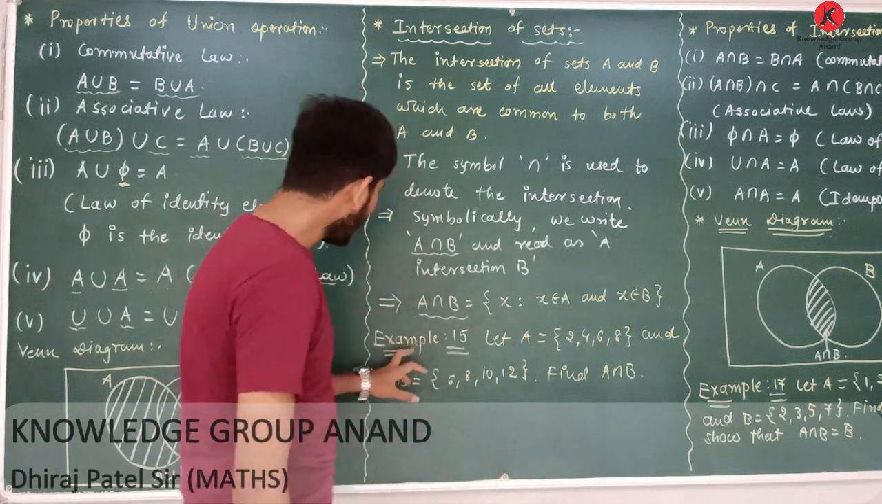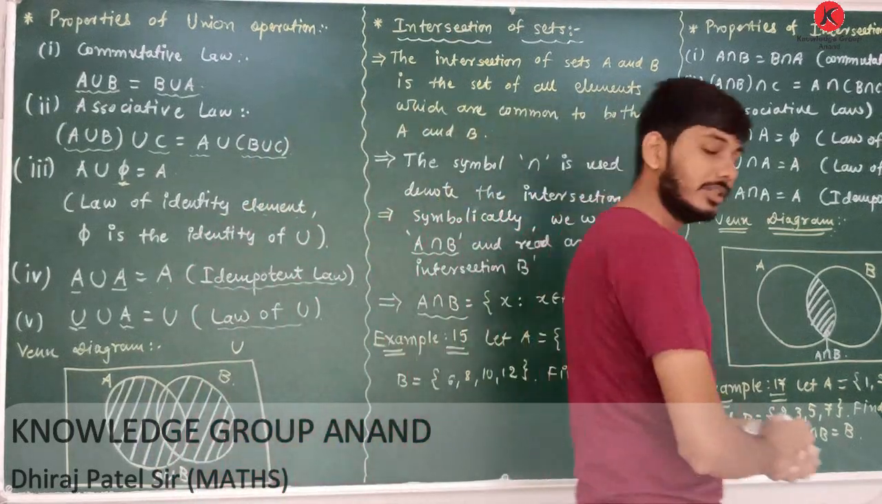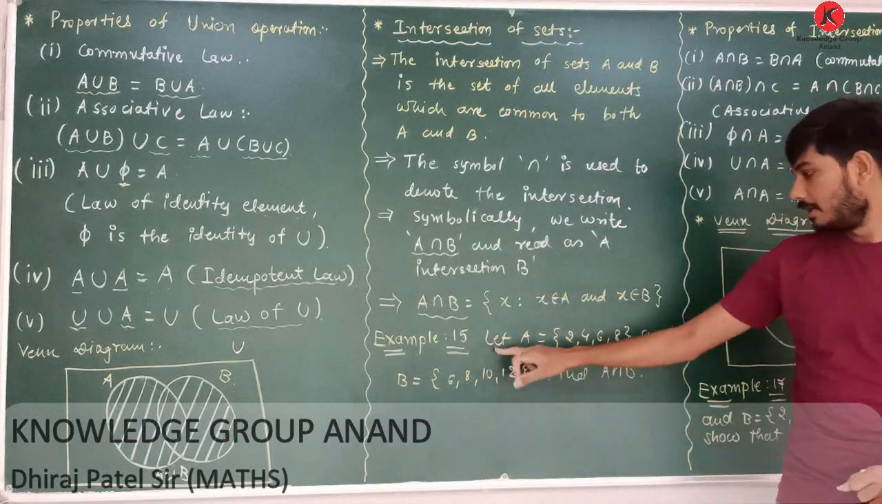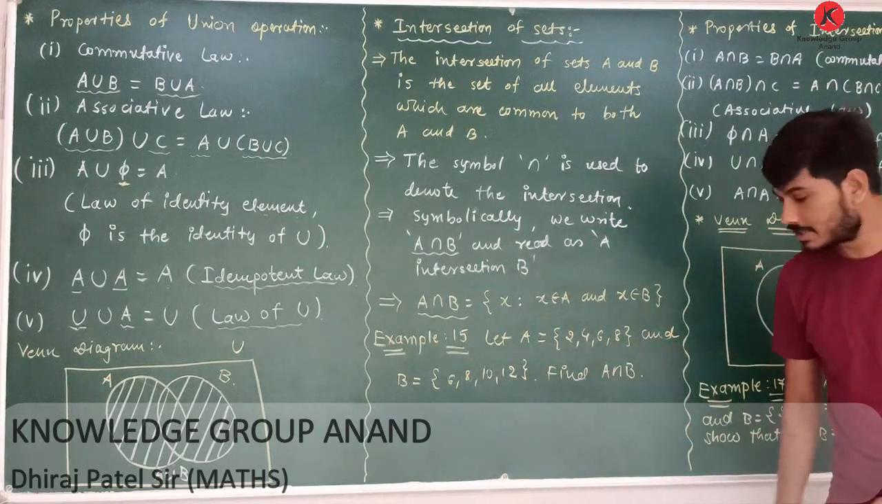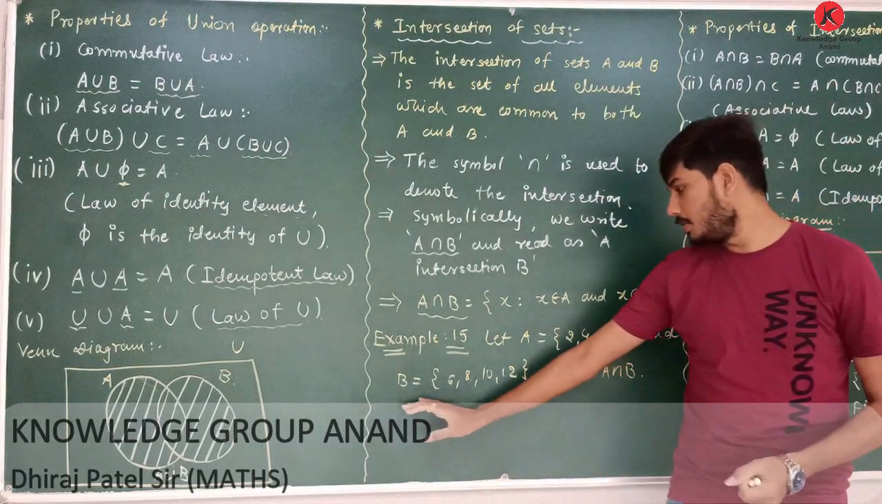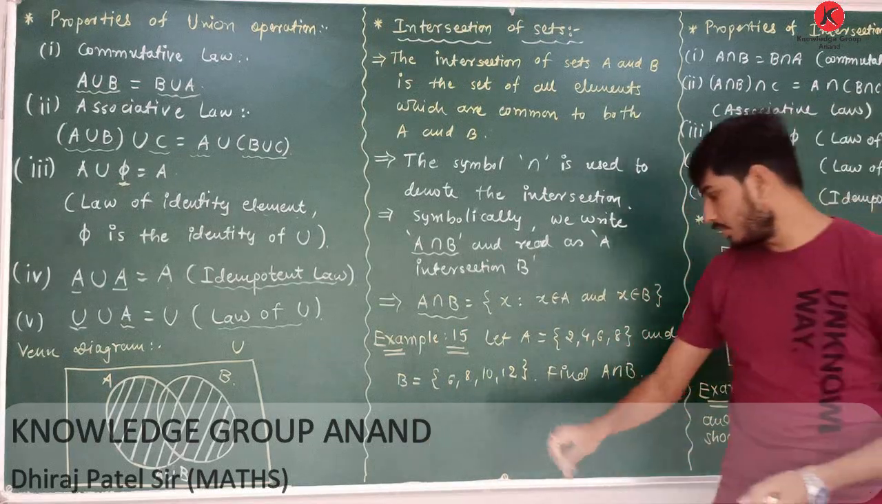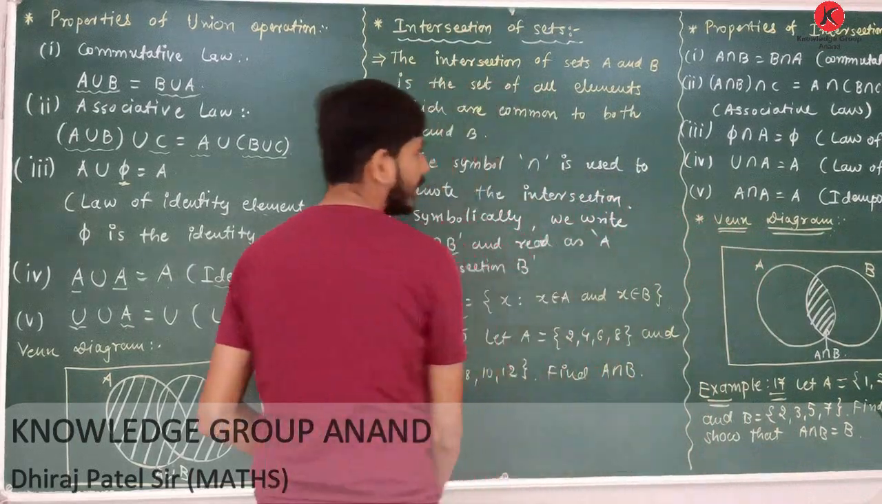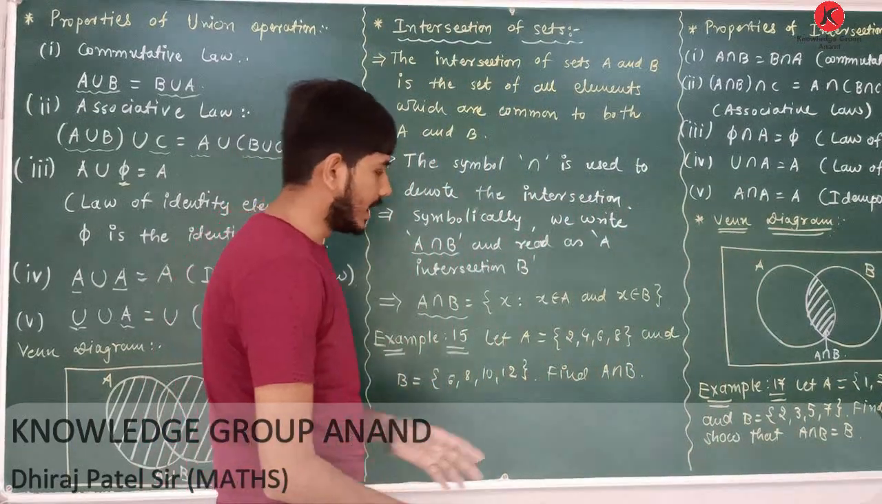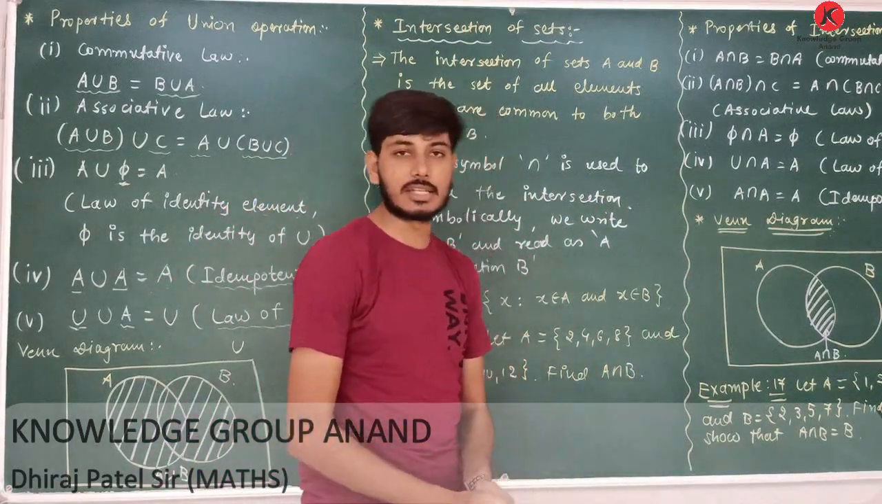Now we are going with example 15. Here, example 15 is: let set A equals 2, 4, 6 and 8, and set B equals 6, 8, 10 and 12. Then find A intersection B.